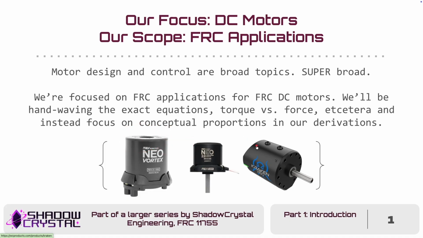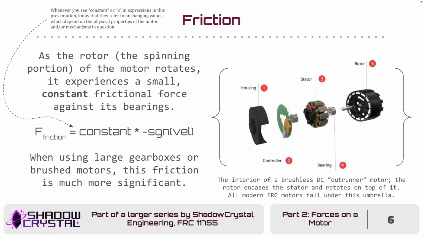You might think that a Kraken isn't an outrunner motor, but what a Kraken really is, is an outrunner motor with an outer protective shell. So if you were to take this outer shell off, you would actually see that it's very similar to a NEO Vortex on the inside. So in this rotor, you have permanent magnets which interact with the electromagnets in the stator to create a torque, and again, we'll explain how that works soon.